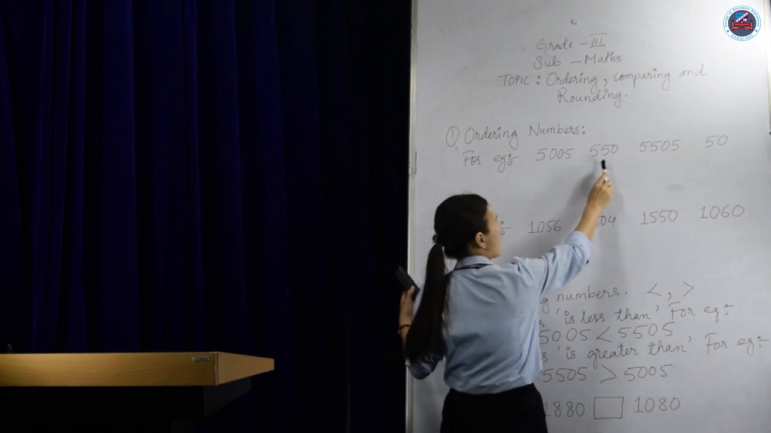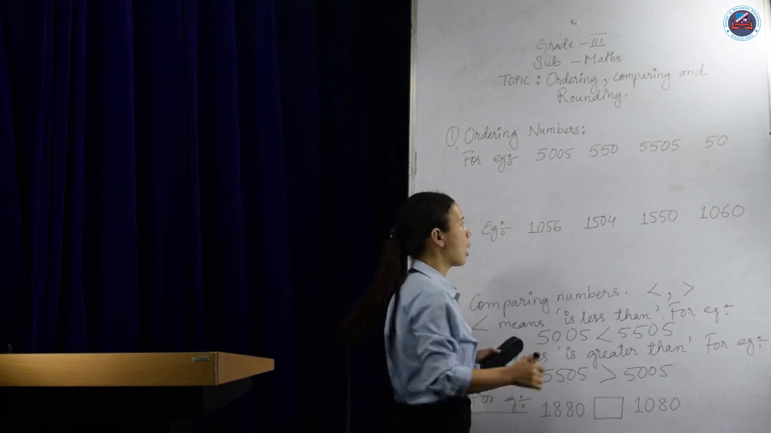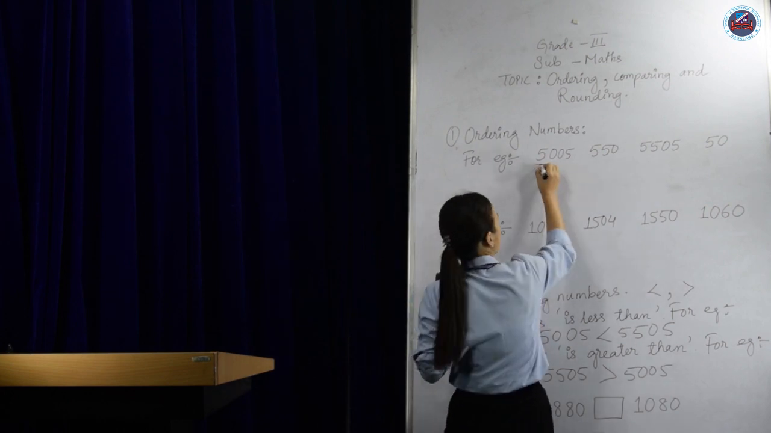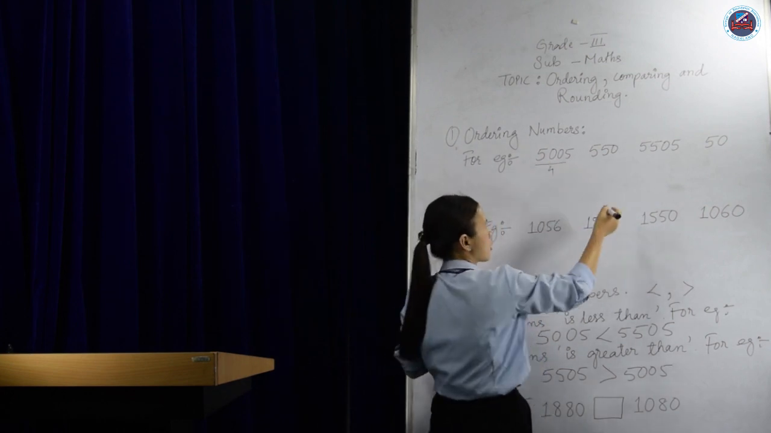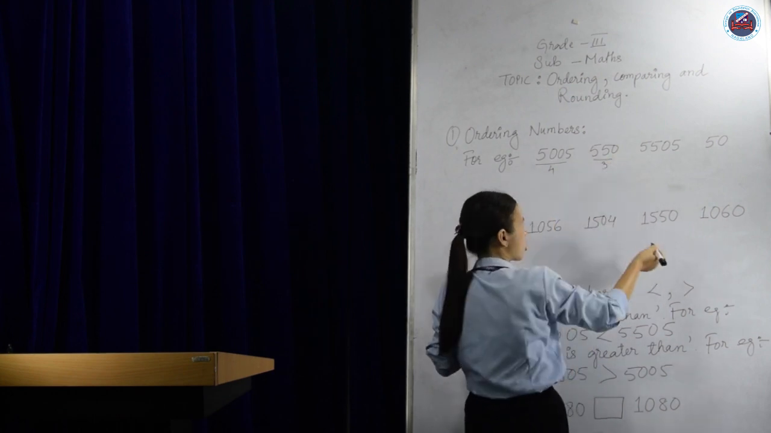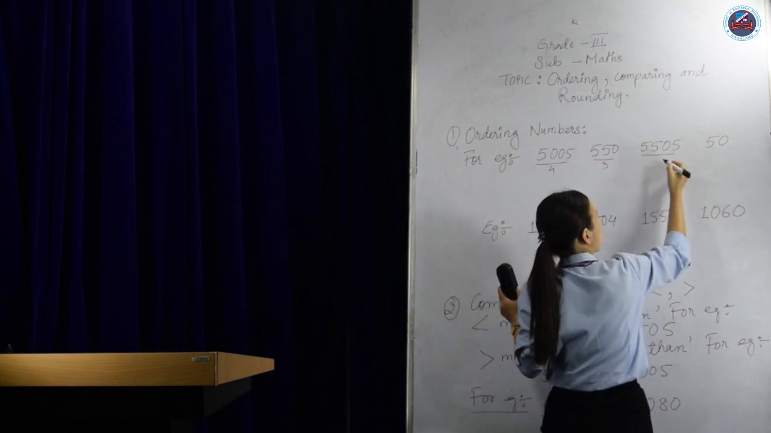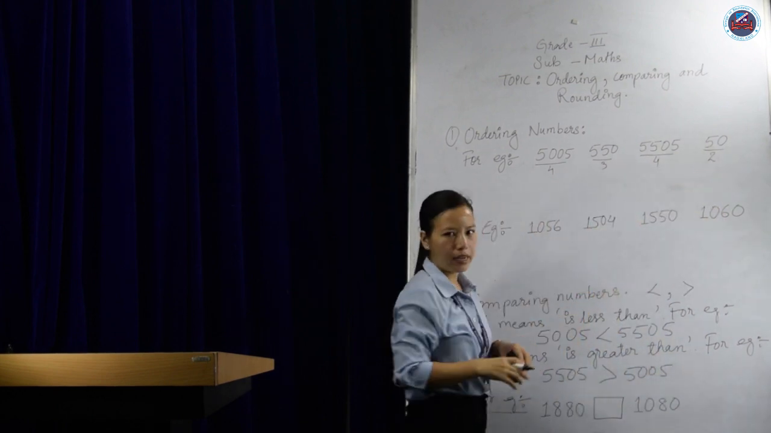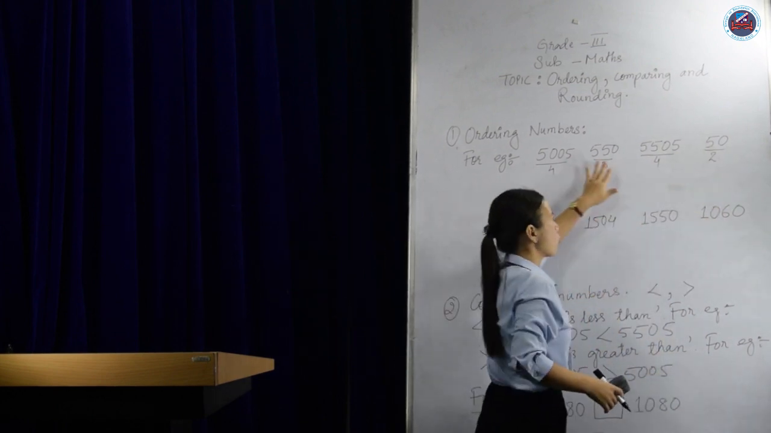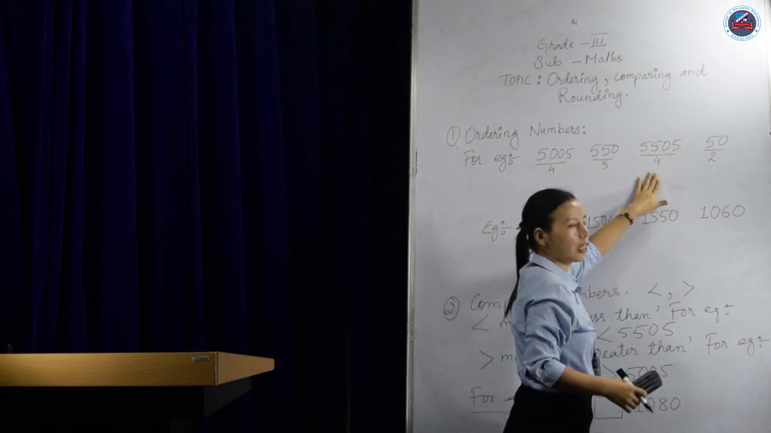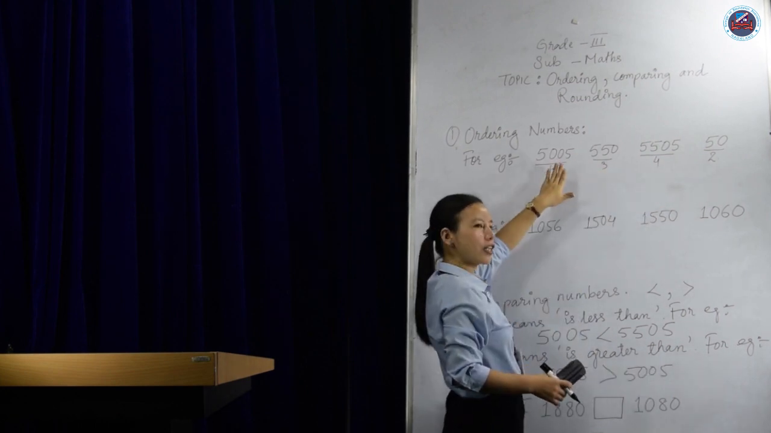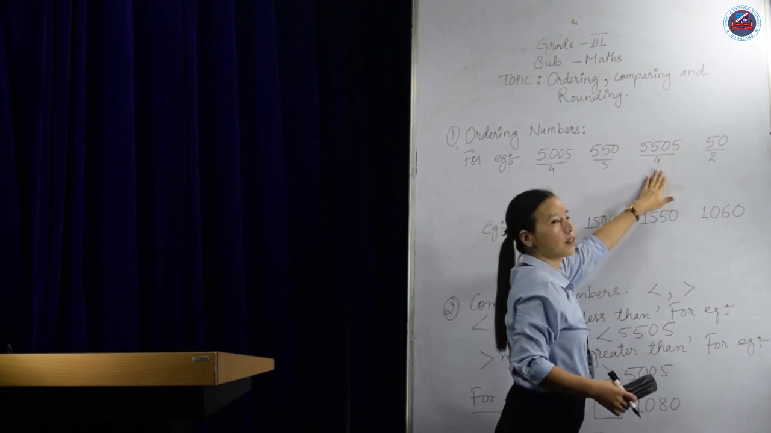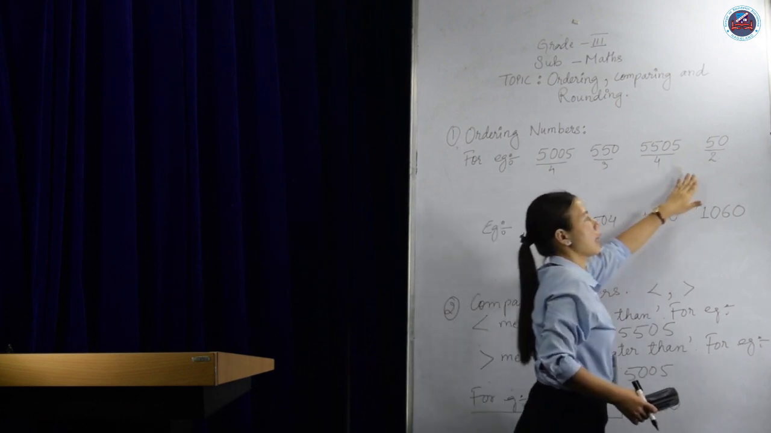Now I have these whole numbers here. Let's compare how many digits they have. Your first number has 4 digits. Second number, 3 digits. Third number, 4 digits. And the last, 2 digits. That means these two numbers have 4 digits, which is the greatest place value here. That is the thousands value. And this is of hundreds. And this is of tens.